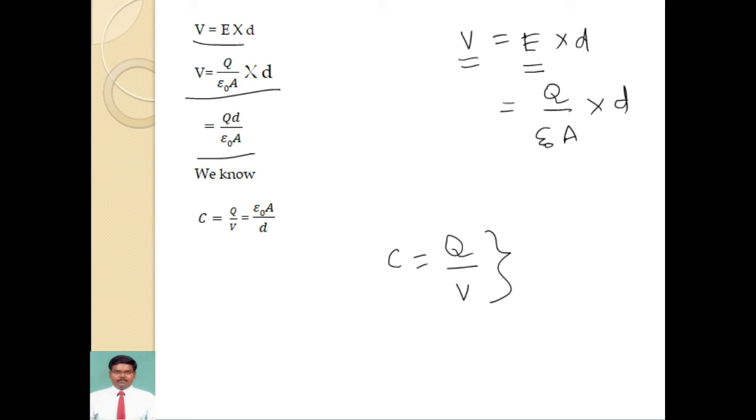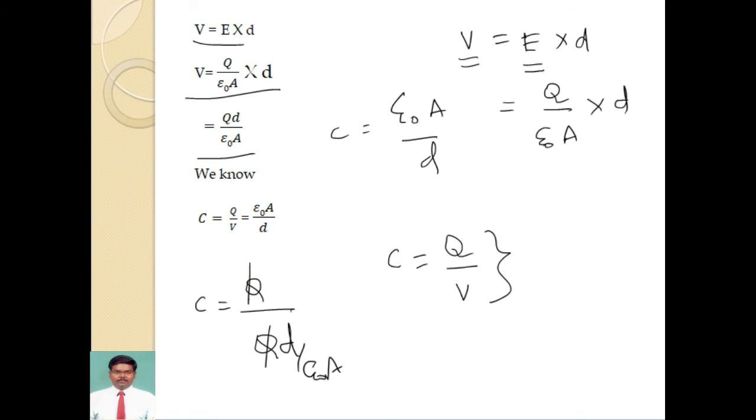Now I am going to substitute in the capacitance equation. So on substituting, C is equal to Q divided by QD by epsilon naught into A, and cancelling the Q, I am getting C is equal to epsilon naught A by D. And from this equation I am getting some important conclusions. The capacitance is directly proportional to the area of cross section, and the capacitance is inversely proportional to the distance of separation between the plates.